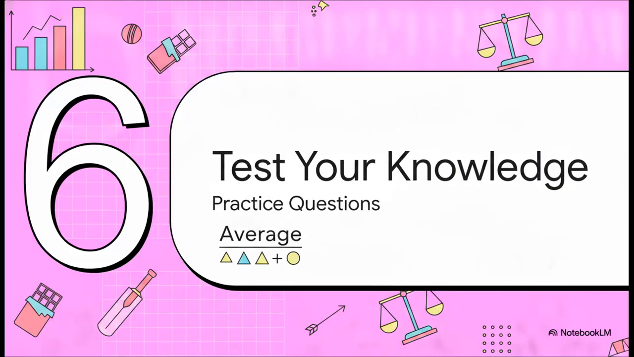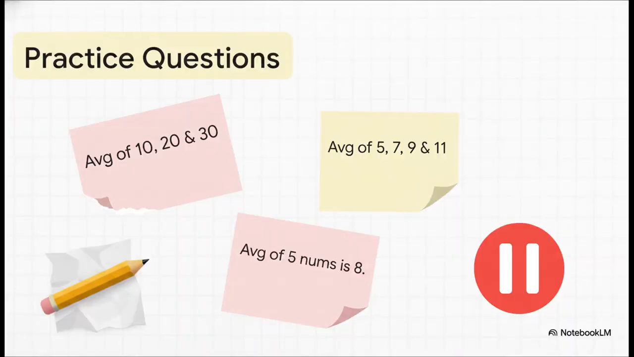All right, section 6, time to test your knowledge. Okay, I want you to pause this explainer right now. Seriously, grab a piece of scrap paper and a pen and use our 3-step method, or our working backwards trick, to solve these 3 practice questions. Question 1, find the average of 10, 20, and 30. Question 2, find the average of 5, 7, 9, and 11.